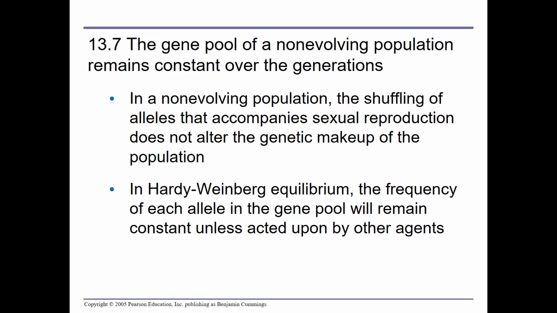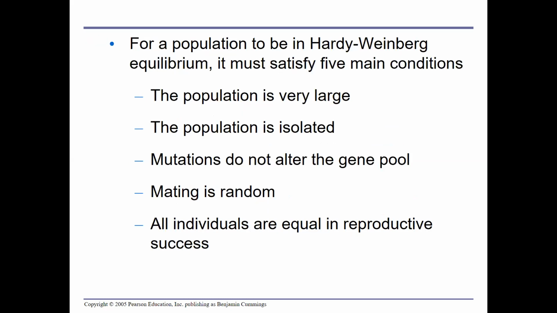In Hardy-Weinberg equilibrium, the frequency of each allele in the gene pool will remain constant unless acted upon by other agents. So that's where your selection, your pressure comes in. Unless there's a change, that equilibrium is going to stay distributed in a predictable fashion. For that predictable fashion to be maintained, we have these 5 assumptions that have to be met.